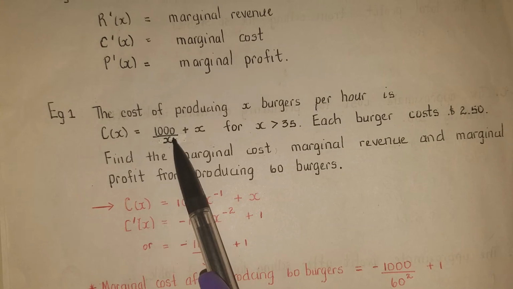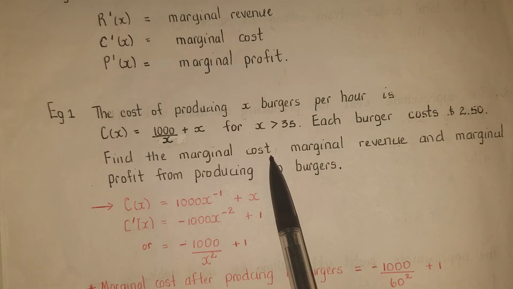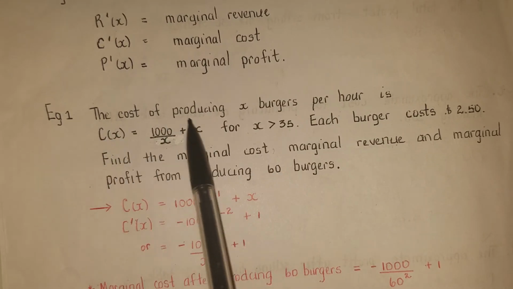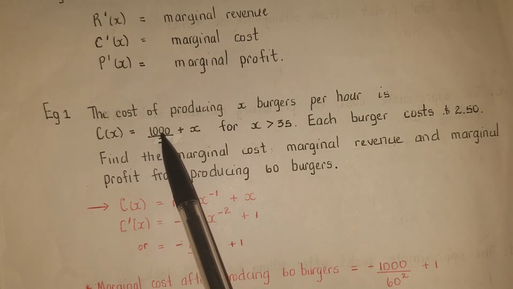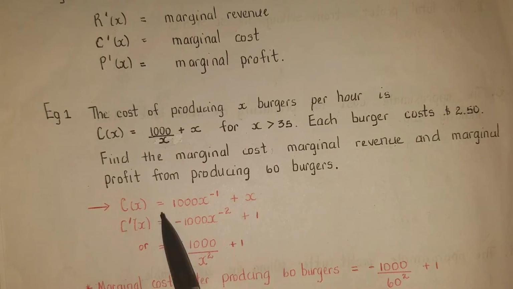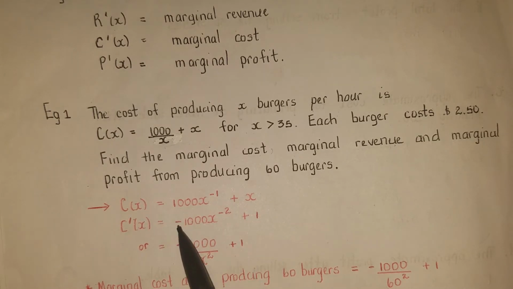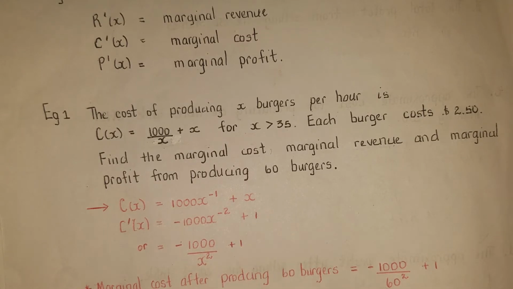Any amount of burger that exceeds 35, we'll use this function to find the cost. But we are not asked to find the cost. We want the marginal cost. So what we will do is differentiate our cost function to get C prime X. First, I rewrote this function by bringing up this X and raising it to a -1 to give me 1000X to the -1 plus X. So when I differentiate it, I will get -1000X raised to -2 plus 1, which can be also written as -1000 over X squared if this is brought down, and our plus 1 goes back.